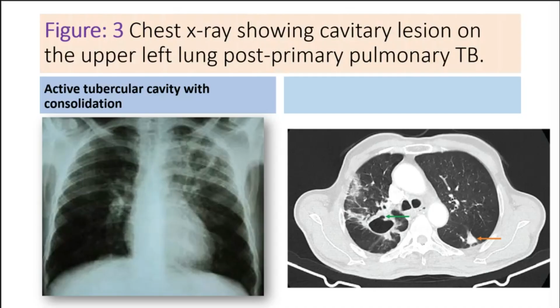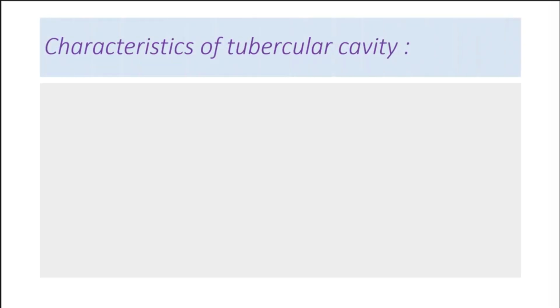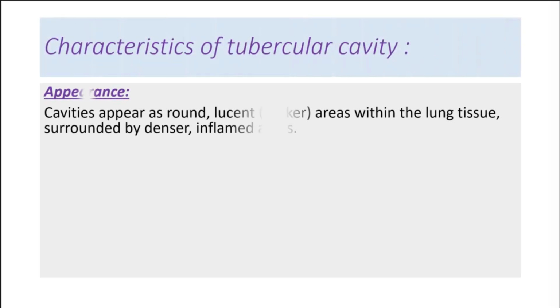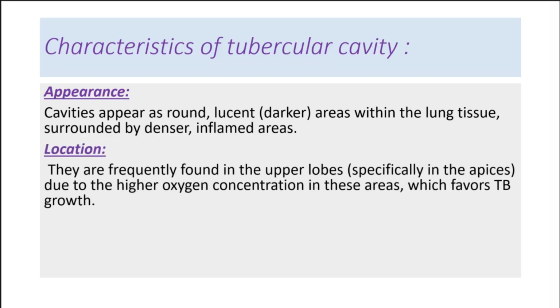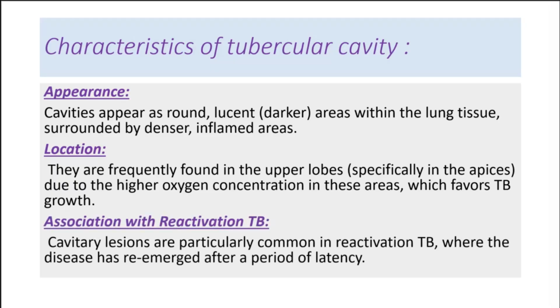Active tubercular cavity with consolidation. Healed tubercular cavity, thin wall. Characteristics of tubercular cavity. Appearance. Cavities appear as round, lucent darker areas within the lung tissue, surrounded by denser, inflamed areas. Location. They are frequently found in the upper lobes, specifically in the apices due to the higher oxygen concentration in these areas, which favors TB growth.